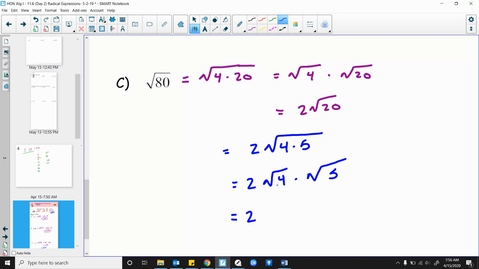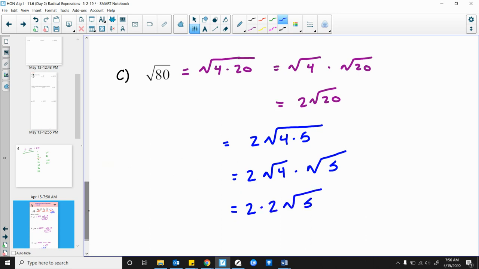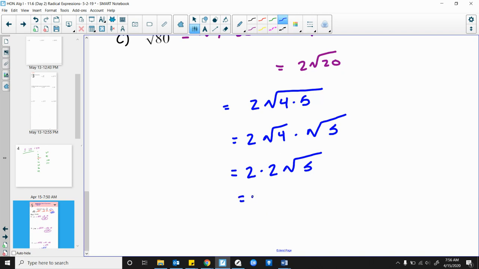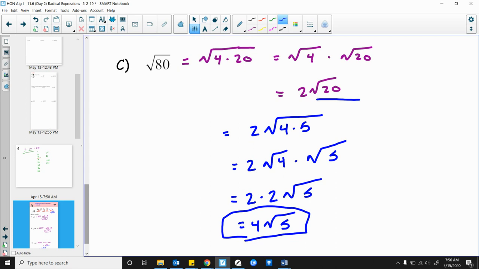Square root of 4 is 2, so 2 times 2, and then my 5 outside. And then we can simplify that, and my answer is going to be 4 square root of 5. Since there was another factor that was a perfect square in 20, I had to do it twice. And again, you can go back, type in square root of 80 into your calculator, type in 4 square root of 5, and you will get the same decimal.